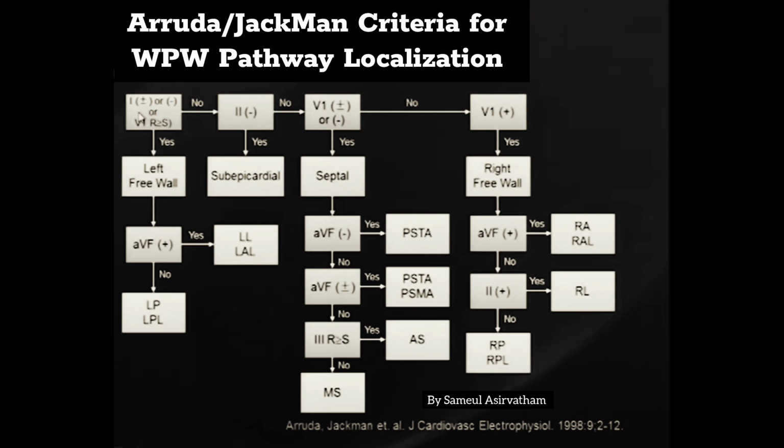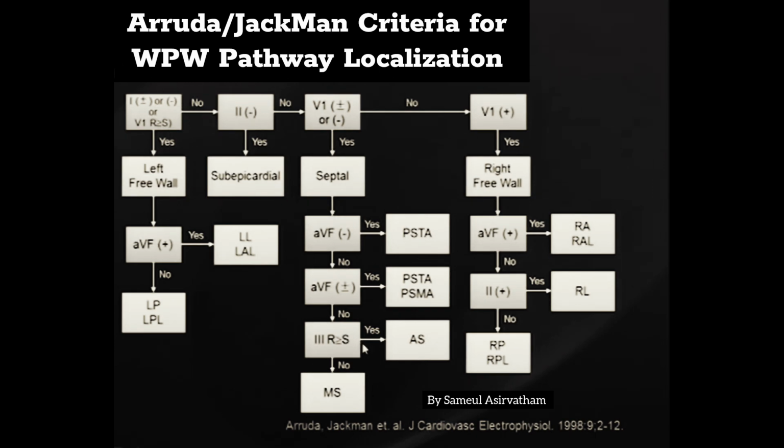And there you have an OR criteria. That means any one of these, if it's true, it's left free wall. Isoelectric delta wave in lead 1, or a negative delta wave in lead 1, or if the R, not the delta wave, if the R is bigger than the S in V1. Any one of these, if it's true, it's left free wall. If none of them are true, then you go to the rest of the algorithm. So you first got that out of the way, left free wall.